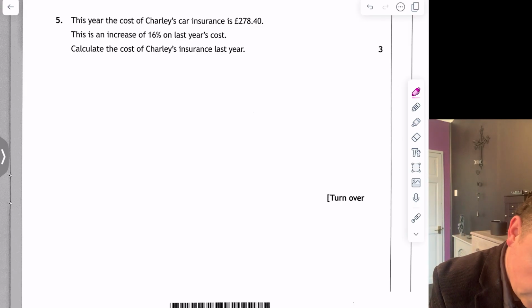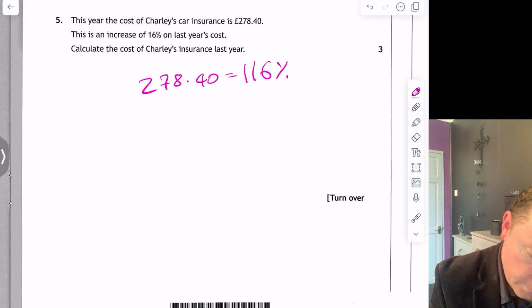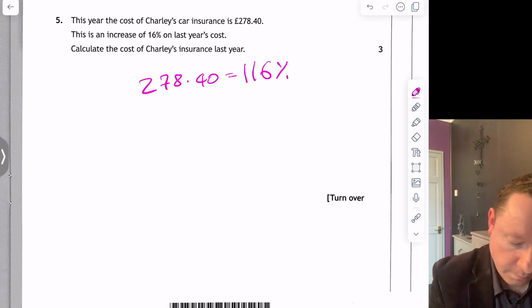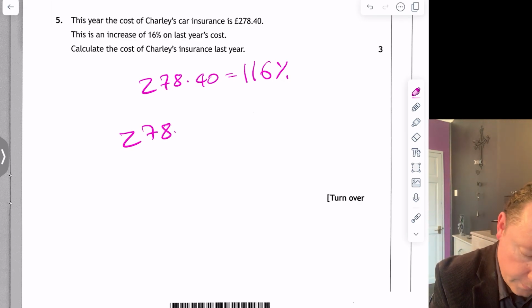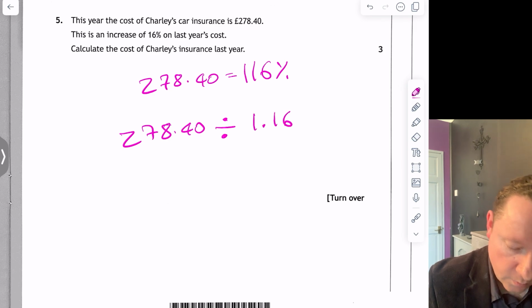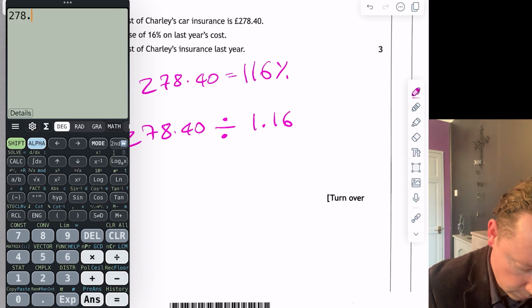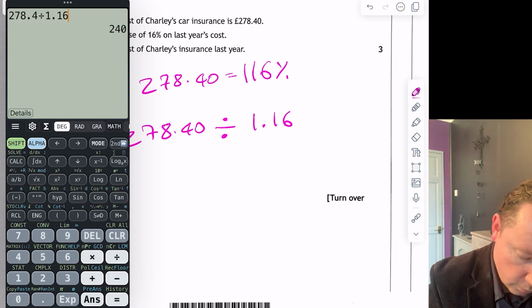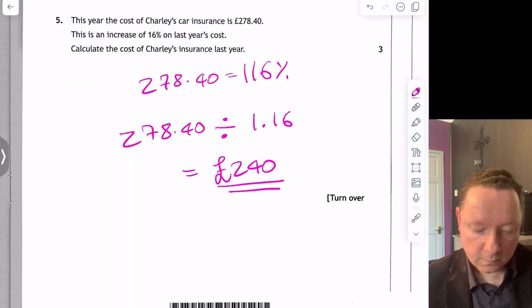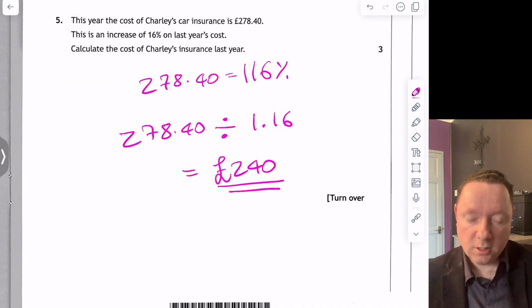So let's see, this is an increase of 16% last year. So last year it was 100%. So that means that 278.40 equals 116%. So to work that out really quickly in a calculator, I just do 278.40 divided by 1.16 as a decimal, divide by 100 first. Which is £240. And you're done there. Or you could divide by 116 and times by 100, same idea.